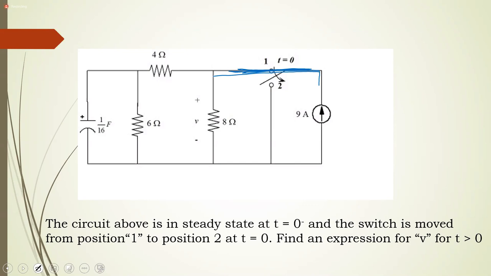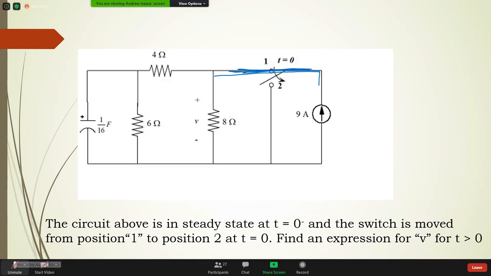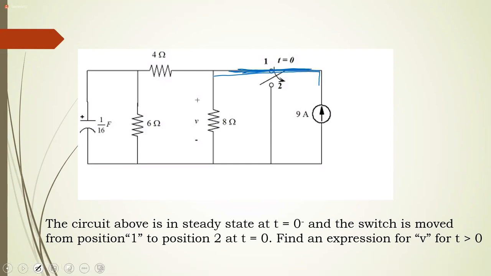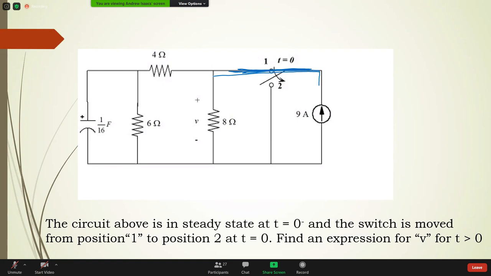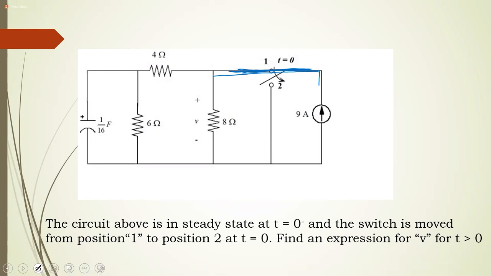At steady state, the circuit is in steady state at t equals zero minus. It's important that we note that zero minus. What is the zero minus saying to us? Just before the switch is moved. Exactly. Just before the switch is moved, from what? From one to two. Excellent. So let's go back to it being at one. So we know, therefore, that the transient that we are dealing with is really what is going to happen after I open the circuit, or in other words, move the switch from one to two.